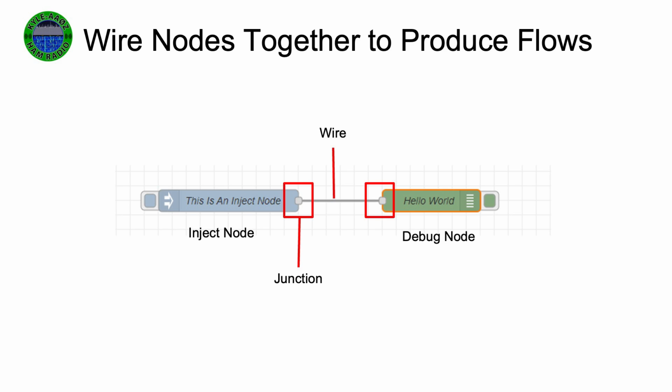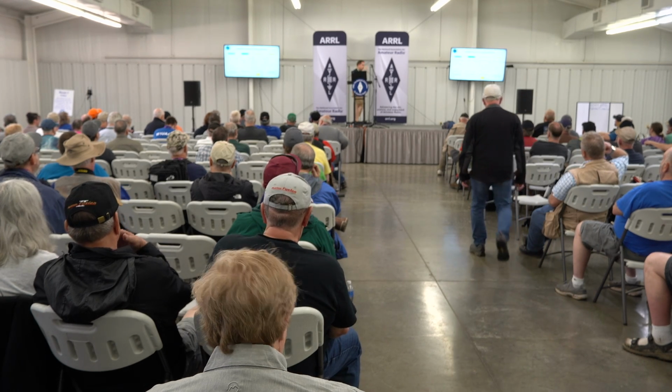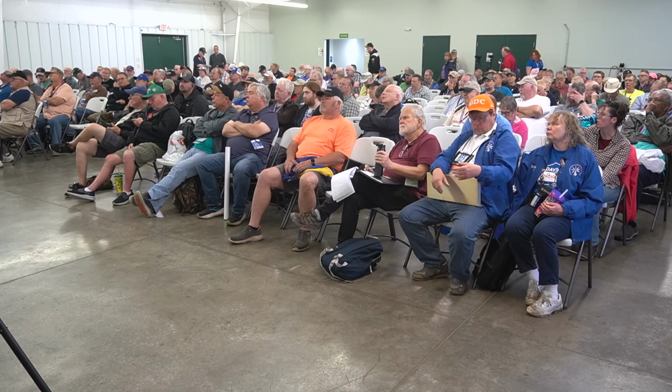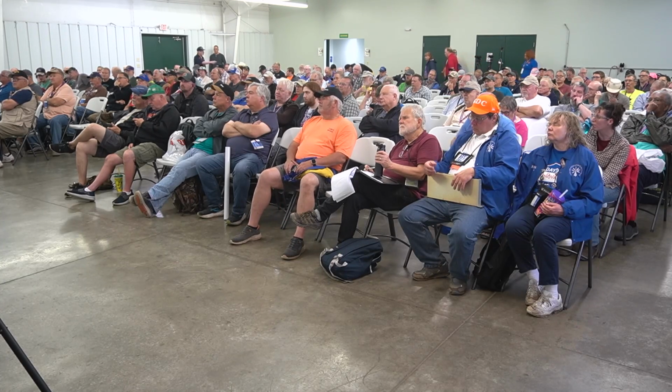Nodes have configurations. If you double click on the nodes, you're going to get a configuration page. This inject node, which basically starts a flow, has a timestamp, and other payloads that you can set here. A debug is going to give you whatever is coming out of that node. So you can wire these in parallel, you can wire these in series. Basically, what this is telling you is all of these nodes have configuration pages.